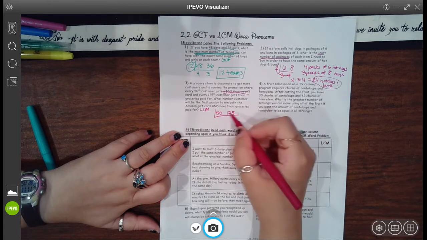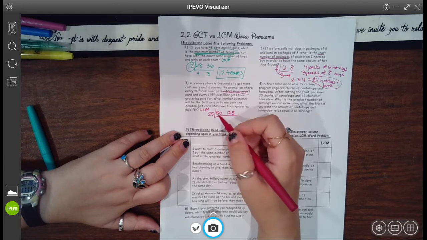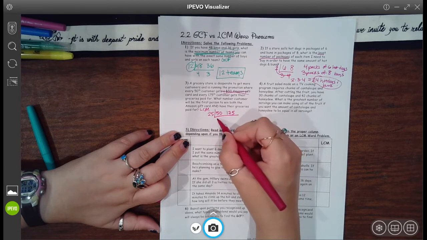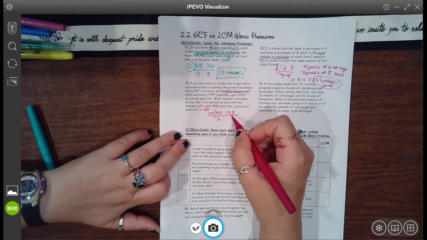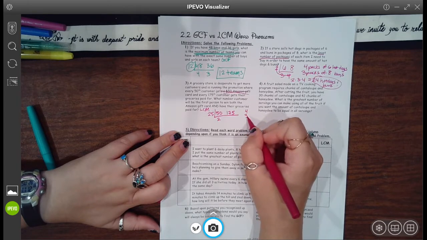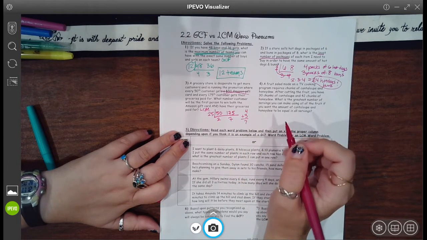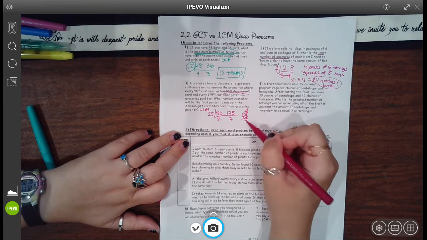Well, since it ends in 50 and 75, I'm going to think in terms of quarters. How many quarters make 50 cents? Two. And then for $1.75, four quarters make $1, and three more quarters make that 75 cents. So 25 times 7 makes $1.75. All right, can I keep going?